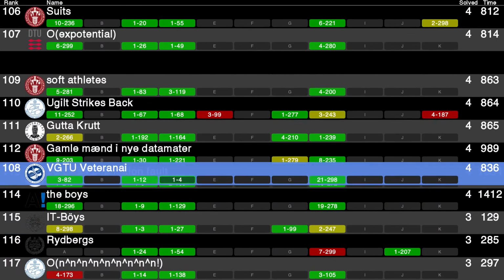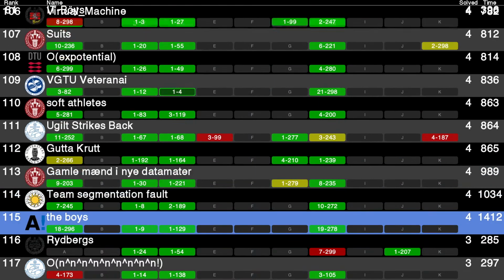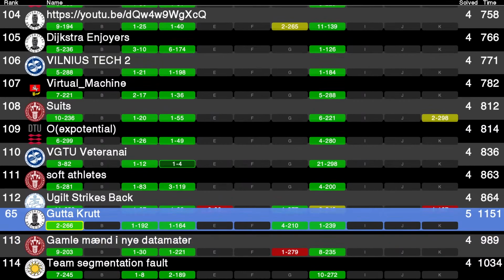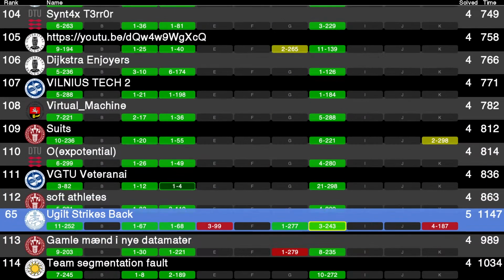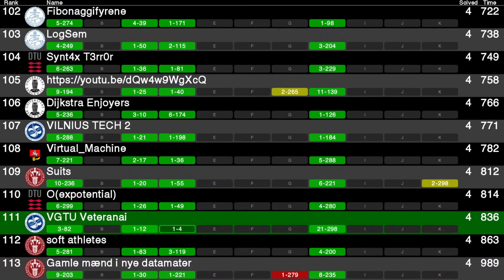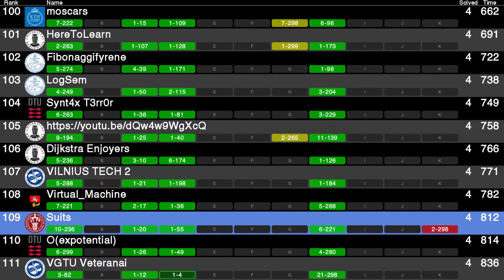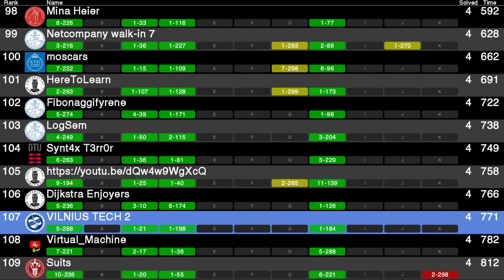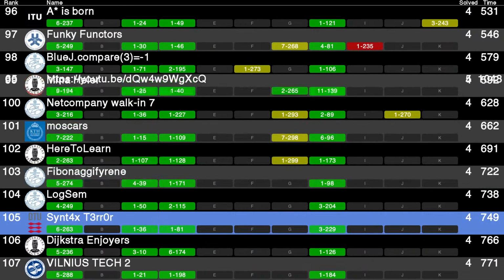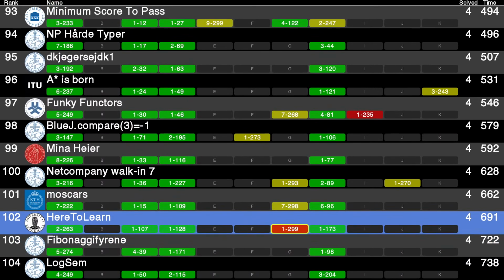Yay! Oh, now something special happened. VGTU, Vetter, and I were the first to solve problem D. So they first found the R1 and coded it quickly. So congratulations.